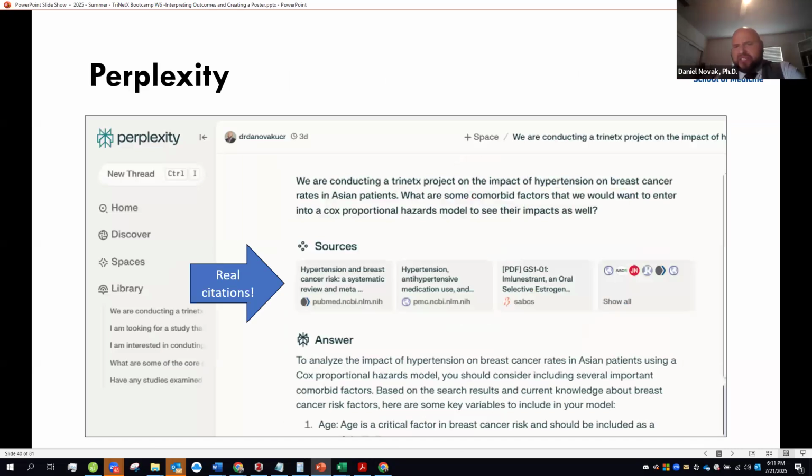Well, number one, these citations are real, right? It's looking at PubMed. It's looking at all these different platforms, these different databases to find and answer the questions that you're asking. And they're up to date. It's looking at stuff that's as new as PubMed has. And if you ask the right kinds of questions, it can really help you get going on your TriNetX projects a lot faster.